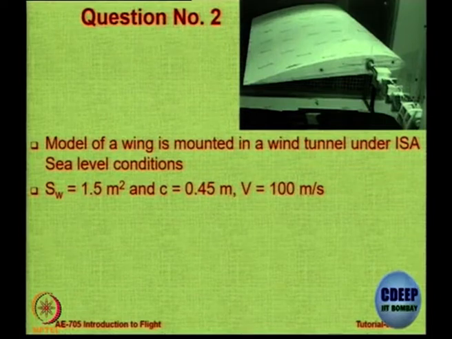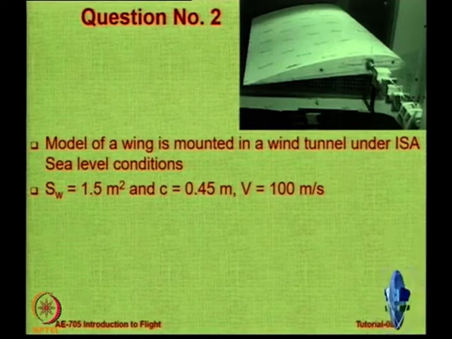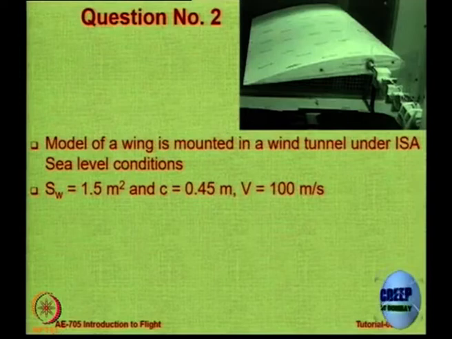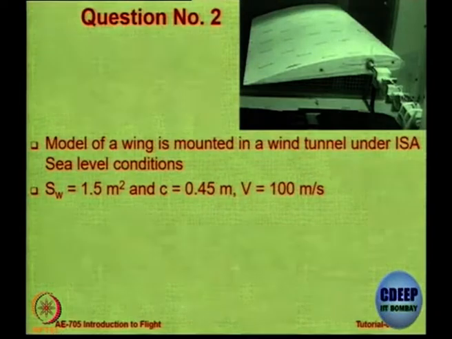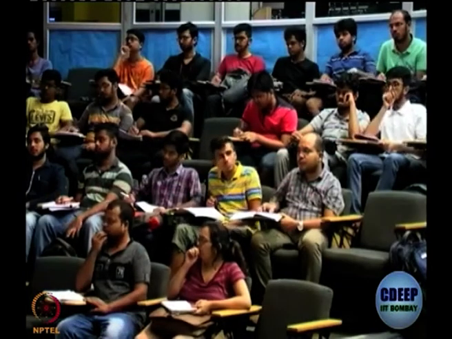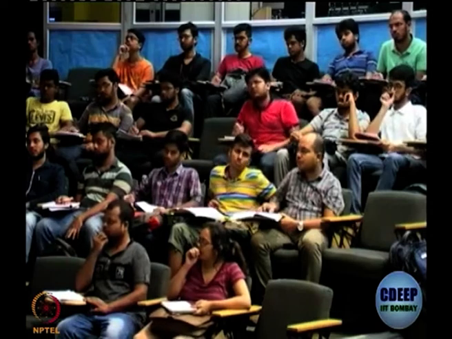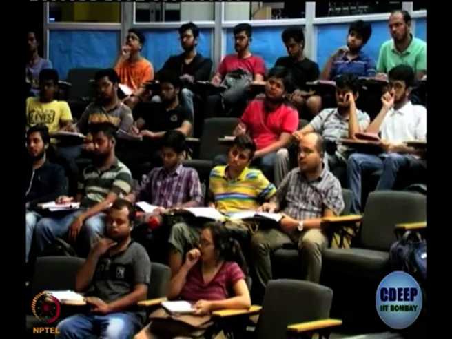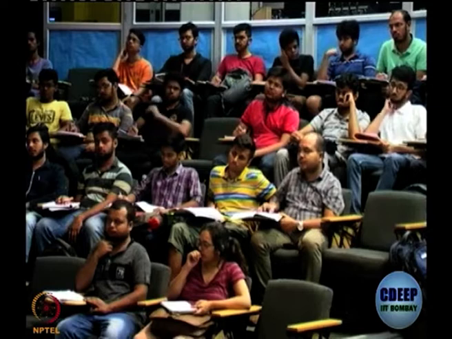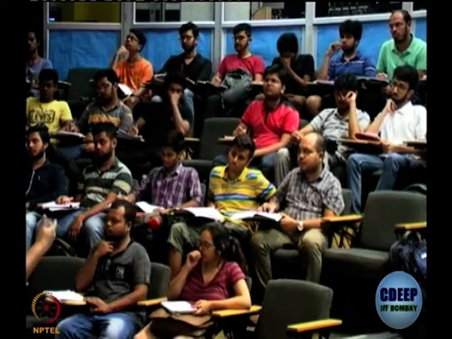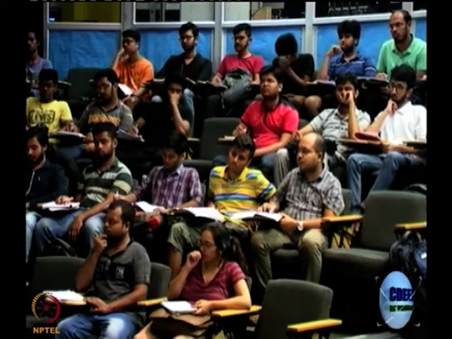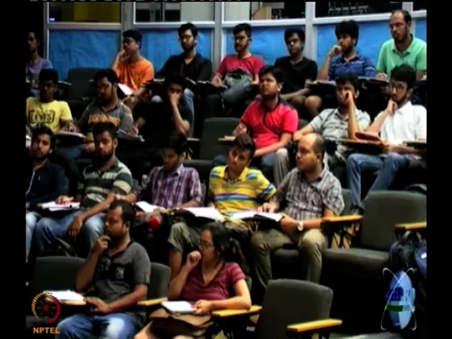And assume that in this wind tunnel, now that is a very high speed, but assume that you are able to generate 100 meters per second in this wind tunnel. Normally, wind tunnels only produce around 30 to 40, maybe 50 meters per second. But this is a numerical example. We assume that the wind is 100 meters per second.